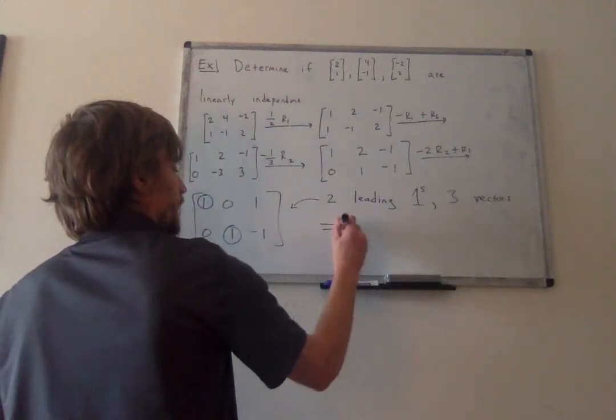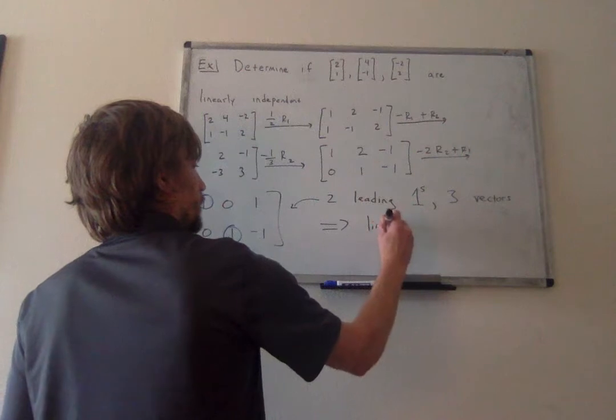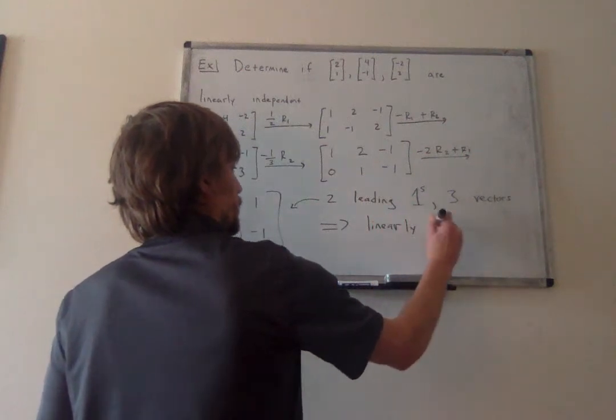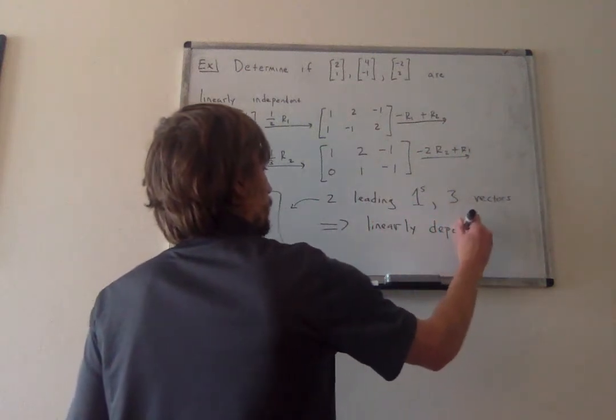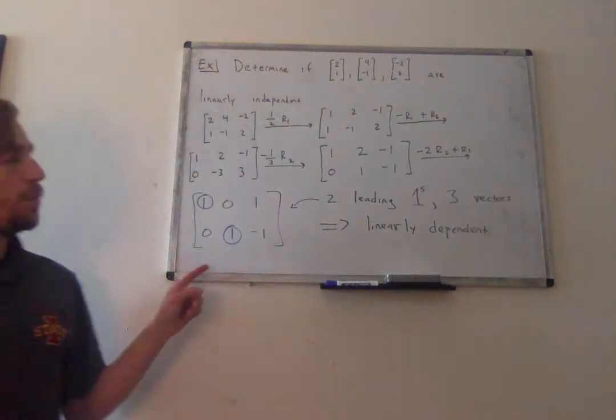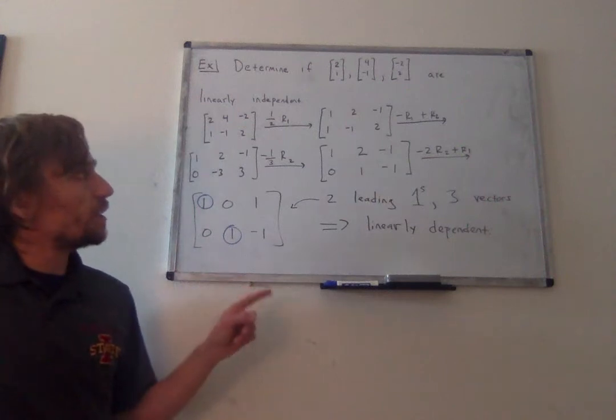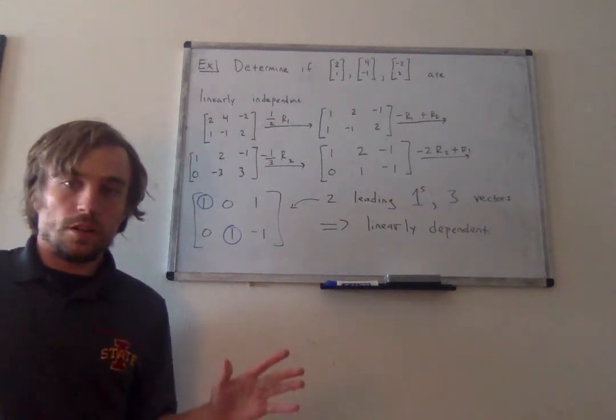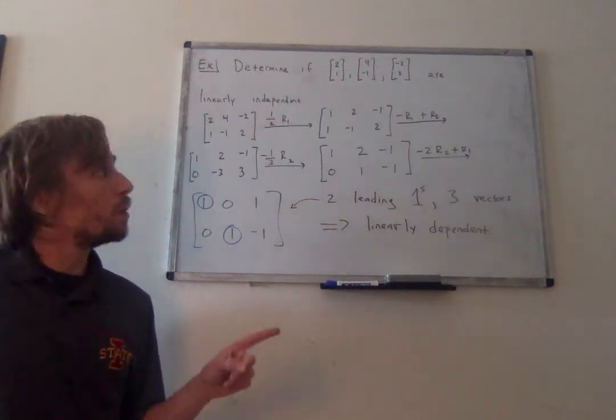And this would imply linearly dependent. And so what I want to get from this example before we state this as fact is notice that from the start, these three vectors were doomed.